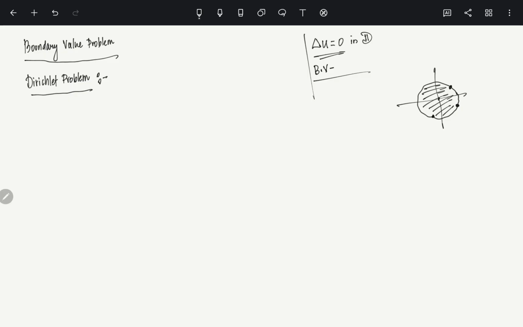So let's say u equals 0 on the boundary, or u equals something on the boundary, or the derivative of u is something on the boundary, and inside, u solves this equation. Then can you find a solution? So that's the idea of the boundary values. I hope this is clear. Okay, let's look at it.